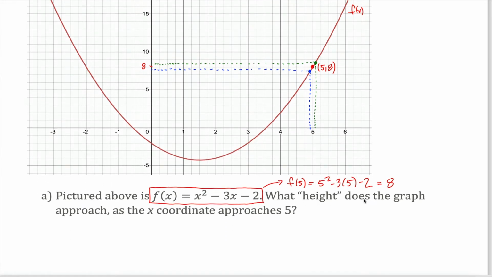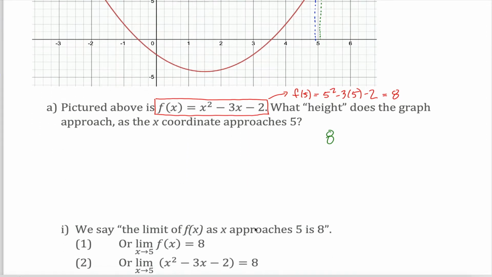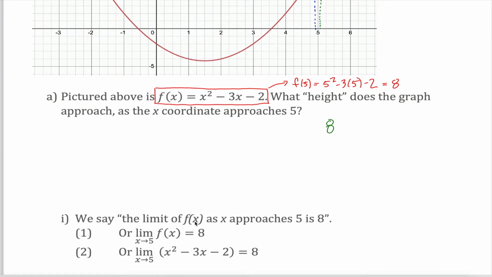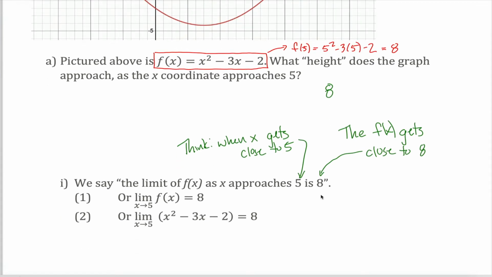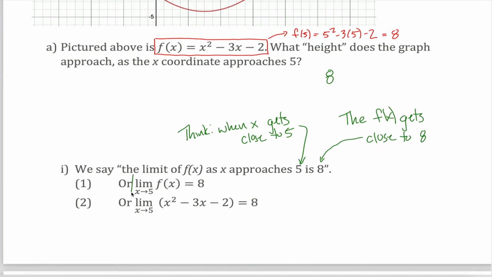To answer this question, what height does the graph approach as the x-coordinate approaches 5? We'd say that the height approaches 8. Using more fancy calculus jargon, we would say the limit of this function f of x as x approaches 5 is 8. The way to think about it is when the x value gets close to 5, the y coordinate, the output, the f of x, gets really, really close to 8. This is the way you would say that statement. The way you would write it would be something like this. LIM stands for limit, and the little x arrow 5 below the limit reads as: the limit as x approaches 5 of this function f of x equals 8.